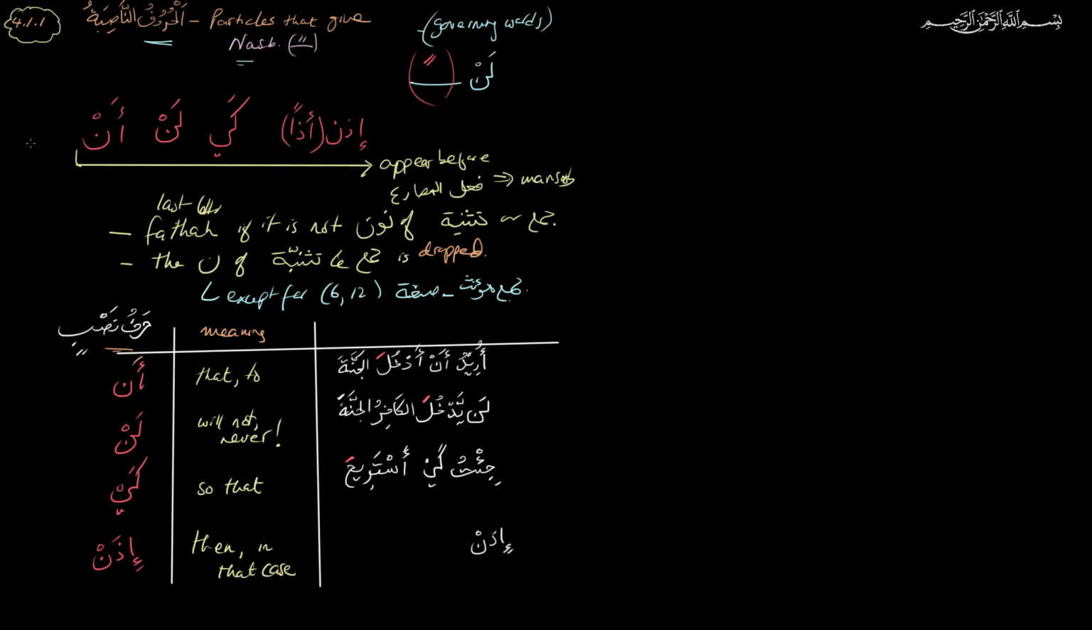For example, uridu an adkhula, I wish to enter. This is nasab. It's the an that made that fatha. Uridu an adkhula al jannata. Otherwise it would be adkhulu. It became nasib because of this an.